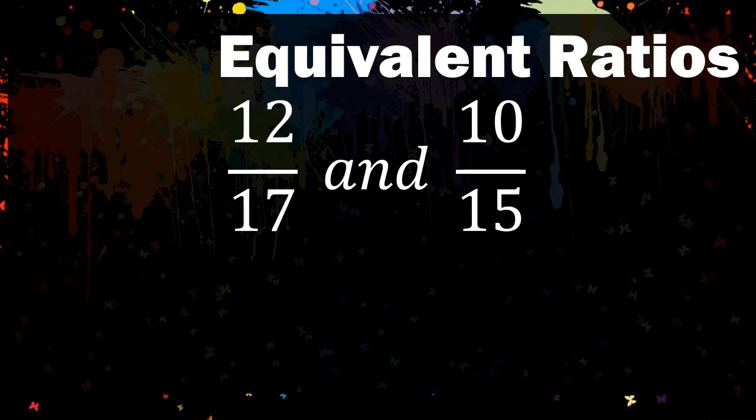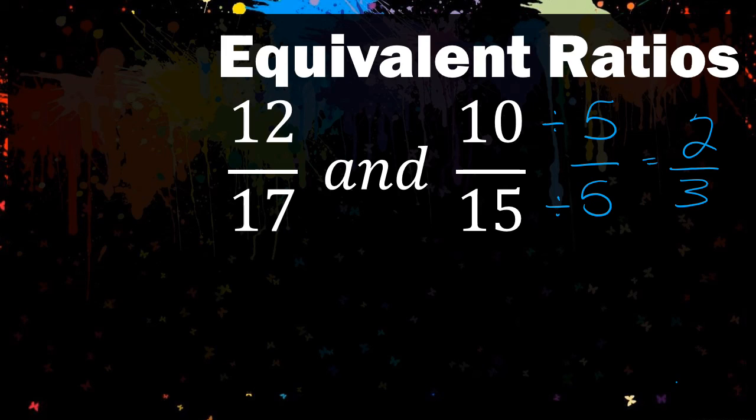But in our second example here, we have 12/17 and 10/15. The key here, let's try to simplify. 12/17 is already simplified. Let's go ahead and simplify 10/15. We're going to divide the top and the bottom by 5. When we do that, it simplifies to 2/3.